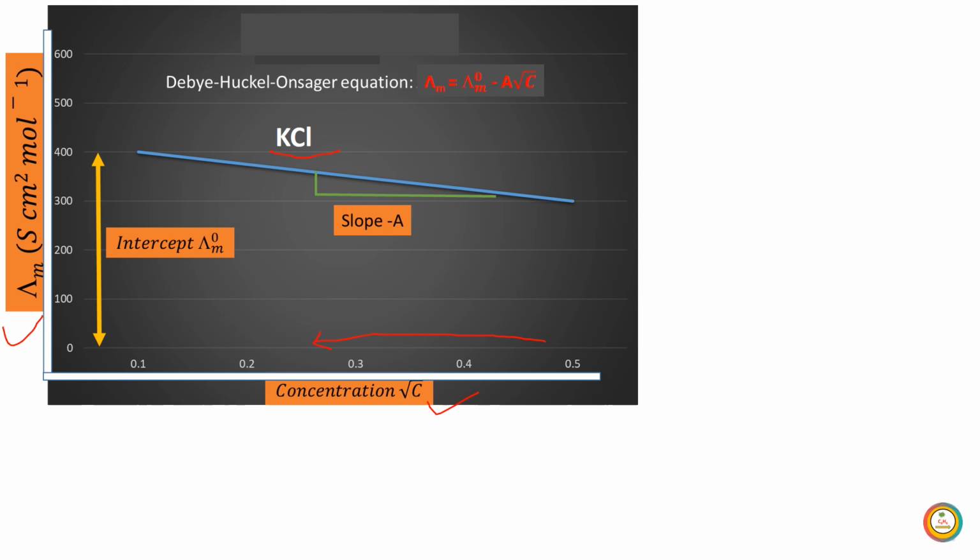For a strong electrolyte like KCl, when we increase dilution or decrease concentration, the value of lambda m increases very slowly. When we compare this with the Debye-Huckel-Onsager equation, it is the equation of a straight line. According to the straight line equation, y is equal to mx plus c. On the y-axis, we have taken lambda m. On the x-axis, we have taken under root c. This c is known as the constant.